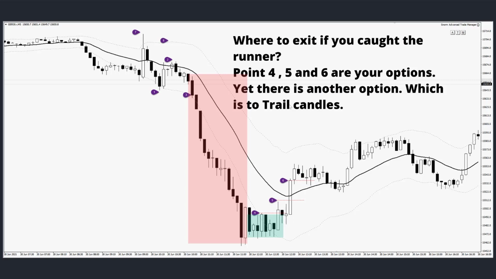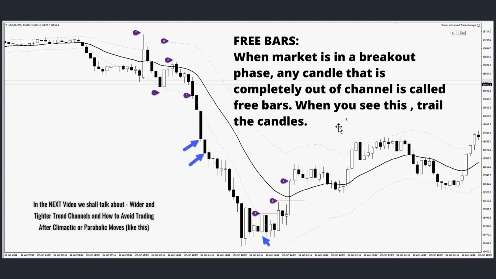Now let's discuss the trailing candles. The trail candles get activated when you see a free bar. So what is a free bar? When price goes out of the band, in this case it's a bear trend, out of the lower band, and a candle is completely out of the band, the high and the low, all of it entirely out of the band. It's touching a little bit, but I will class this as a free candle.